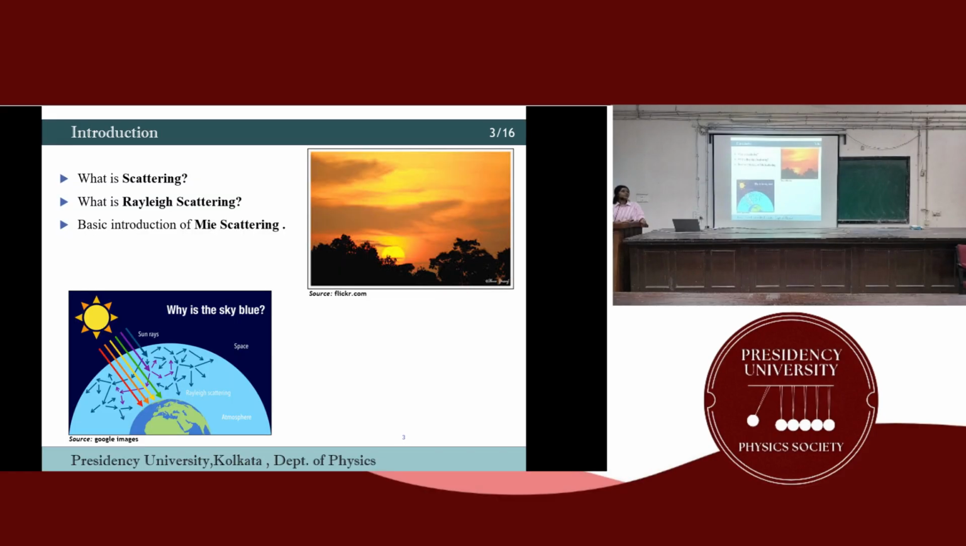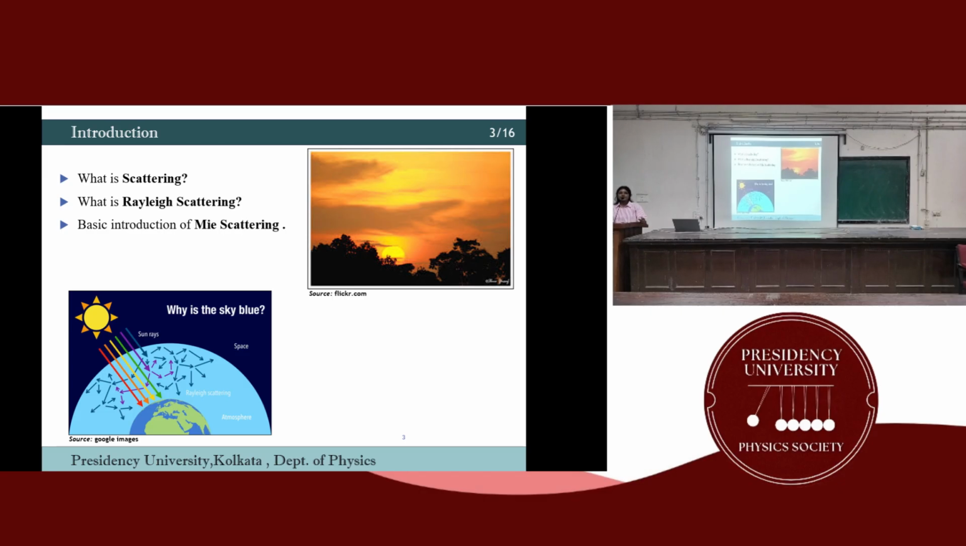At first, introduction. What is scattering? As Debanjana has said earlier, scattering is basically a phenomenon where light changes its direction after colliding with a particle of a medium. Then there are various kinds of scattering like Raman scattering, Mie scattering, Rayleigh scattering, etc. What is Rayleigh scattering? Rayleigh scattering is where particle size is much smaller than the wavelength of the incident light.